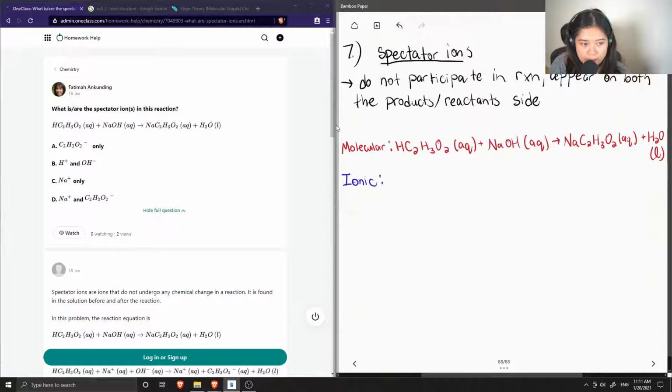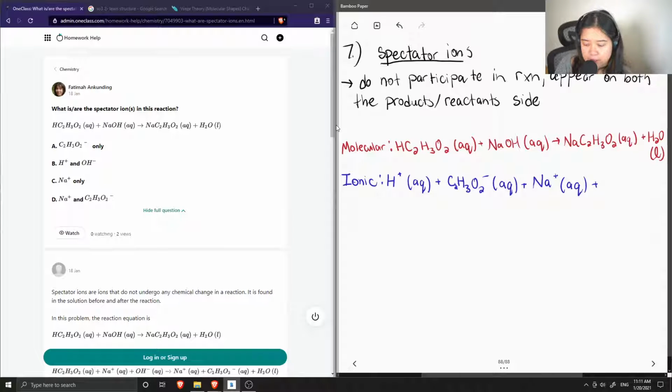So breaking up our first compound would be H plus and the acetate ion, and then breaking up sodium hydroxide into its ions, Na plus aqueous plus OH minus. Then let me write all of our products down here because there's no room. We have another sodium ion plus another acetate ion. And now water is the only one that stays the same. So it's H2O liquid.